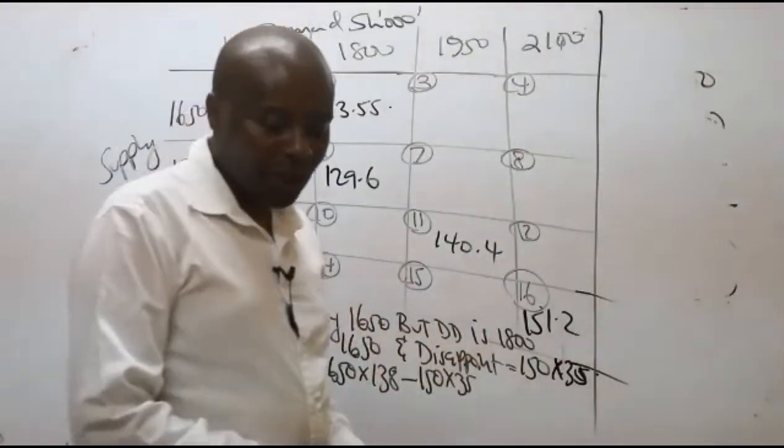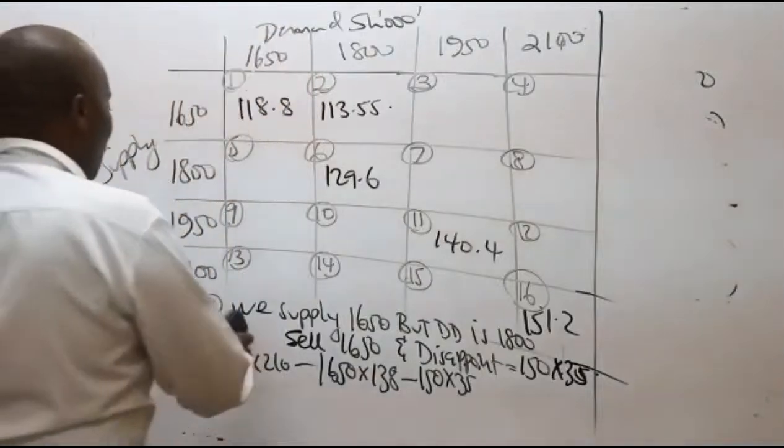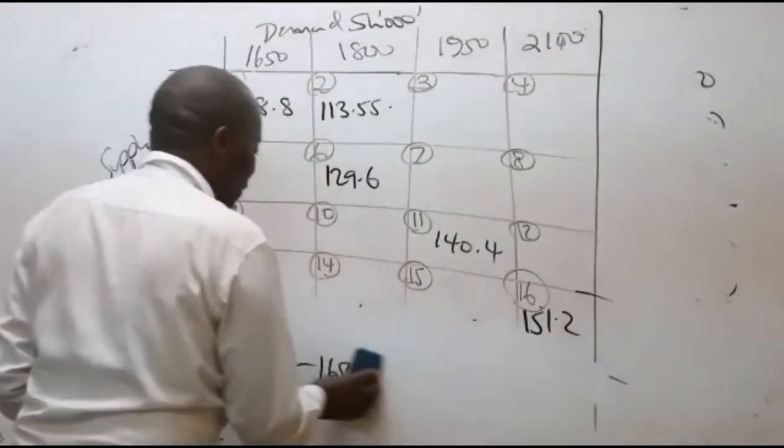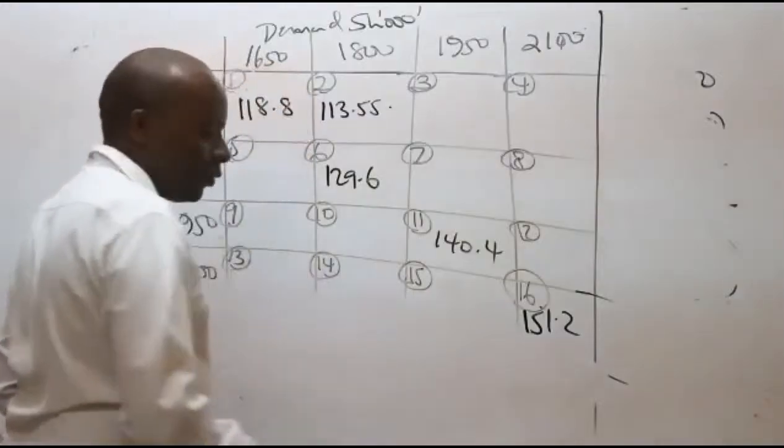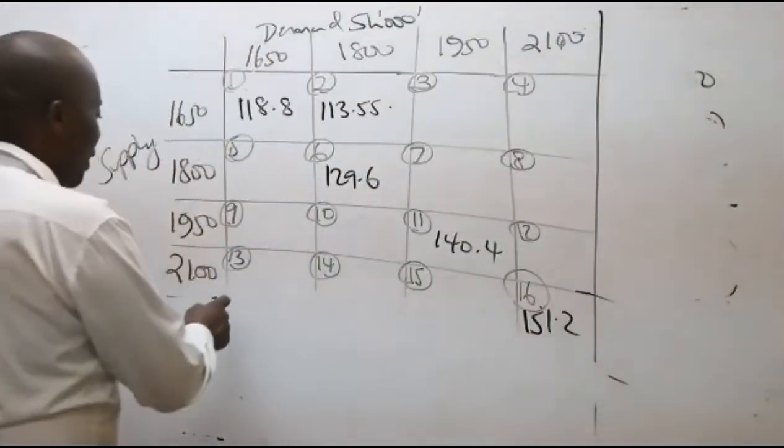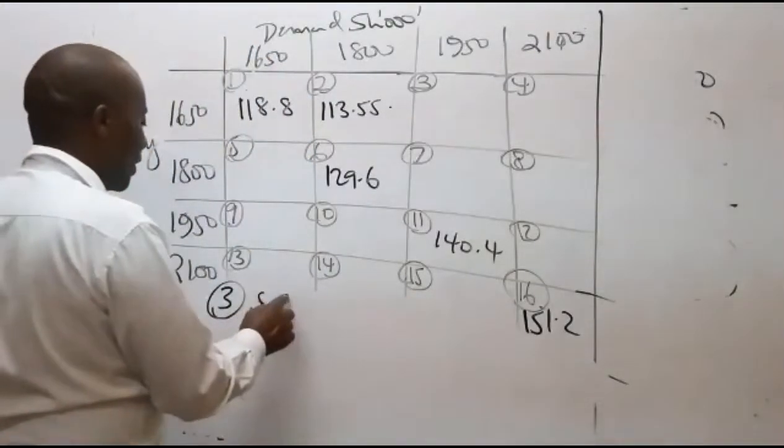So cell number 3, what is happening? For cell number 3, I would want to make this very clear. For cell number 3, we supply 1650.